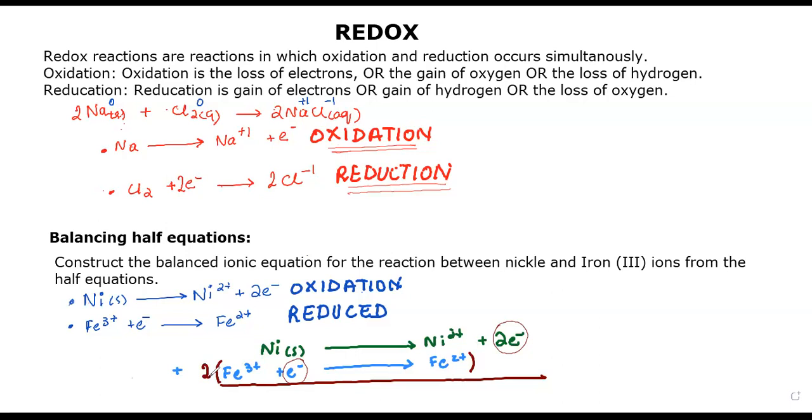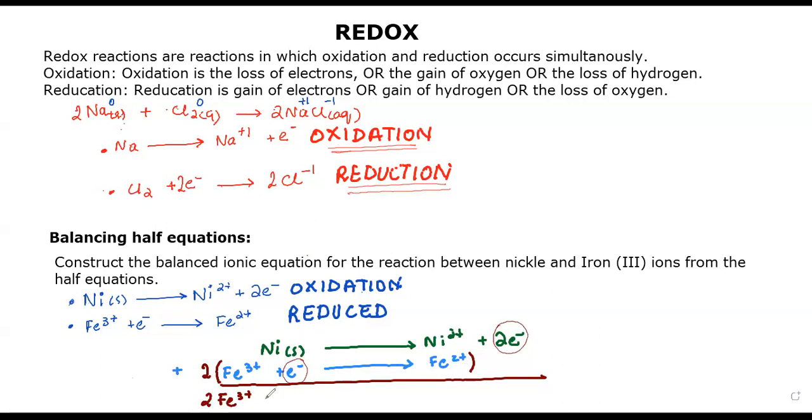If I multiply the whole equation by 2, my problem is solved. Now I have 2 electrons on the right hand side and 2 electrons on the left hand side. After you have balanced the number of electrons, the rest of the process is quite easy. Simply add everything up. So let's start with adding everything up on the left hand side. I have Fe3+. How many Fe3+? 2. Why 2? Because I had to multiply the whole equation by 2 to balance out the number of electrons.